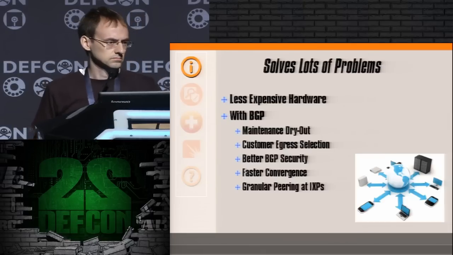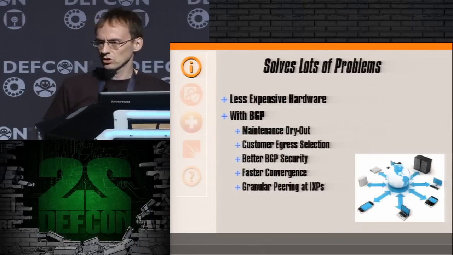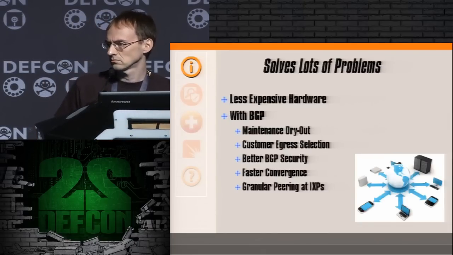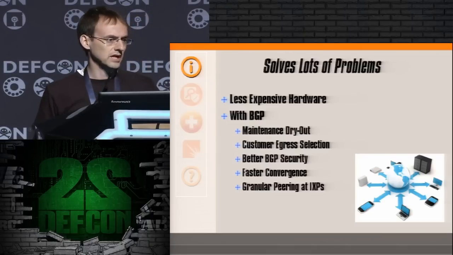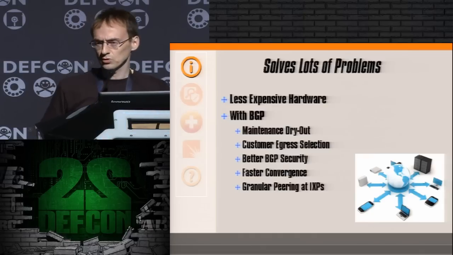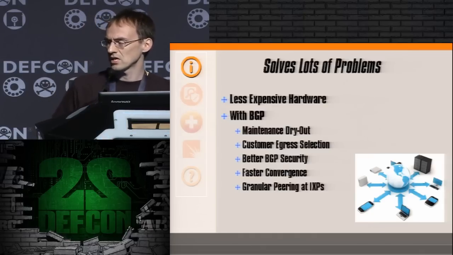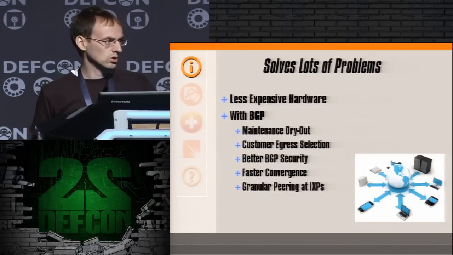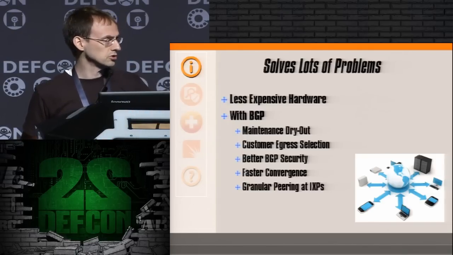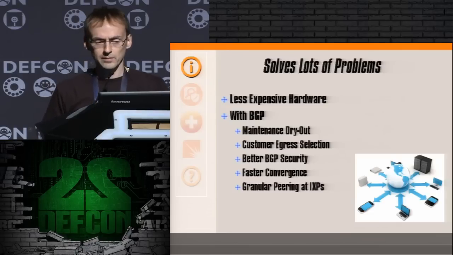Faster convergence. You don't have to wait for events to occur, nodes to detect it, and propagation of routes. You can just go ahead and tell everyone this is now your next hop. And it also allows for granular peering at the internet exchange points. You don't have to be in a situation of all or nothing. You can decide what sorts of protocols you're going to peer over, what protocols you're going to use to communicate with your neighbors.